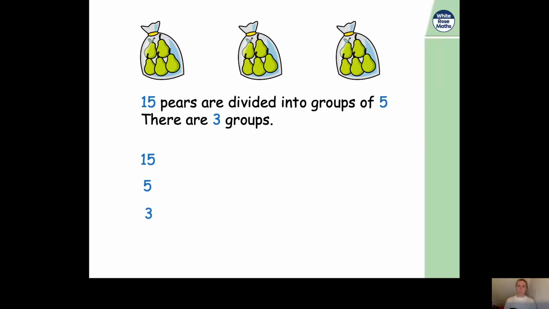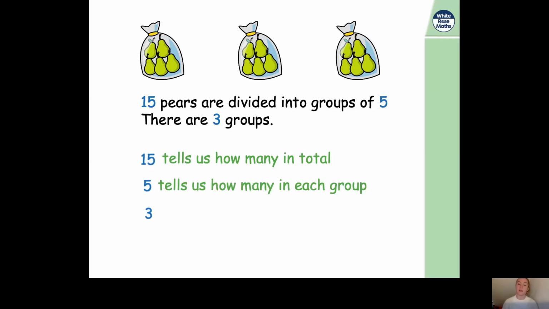Now, what do all of these numbers represent? Well, 15 represents how many we have in total. So we have 15 pairs in total before we start grouping them. What does the 5 represent? Well, the 5 represents how many in each group, because can you see in each bag there are 5 pairs.